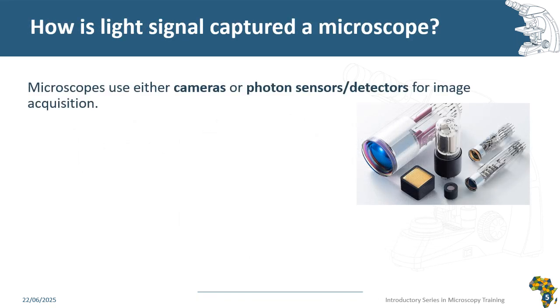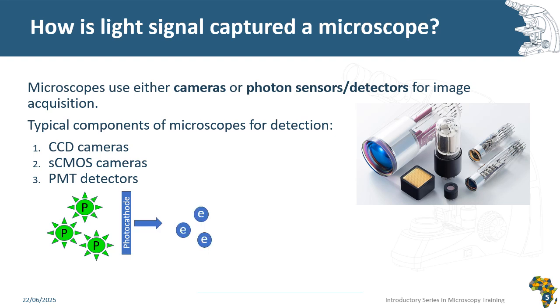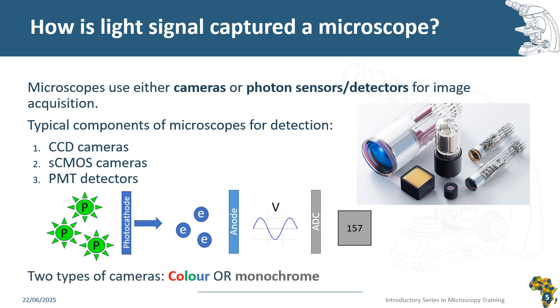There are different ways to capture light. Mostly we can divide them in cameras and photon sensors and detectors. So you can have CCD cameras, CMOS cameras, and PMT detectors. So you have a cathode, and then you capture the electrons through the anode, and then you transform it in voltage to an analog to digital converter, and then finally you have your intensity pixel quantized, the one we saw before in the second step of digitization from an analog image.